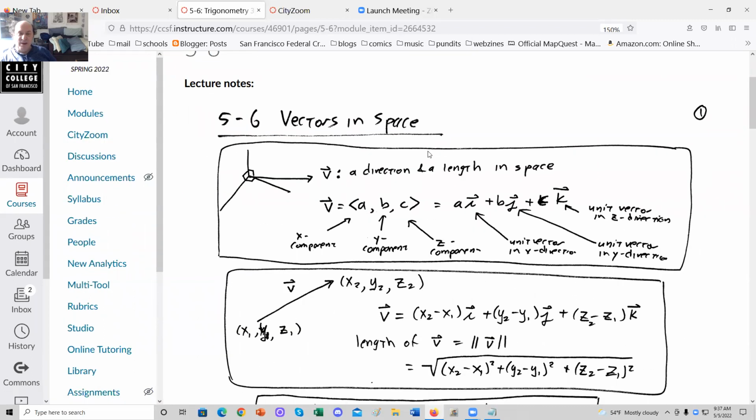All right. For today, vectors in space. Okay, I couldn't resist that.